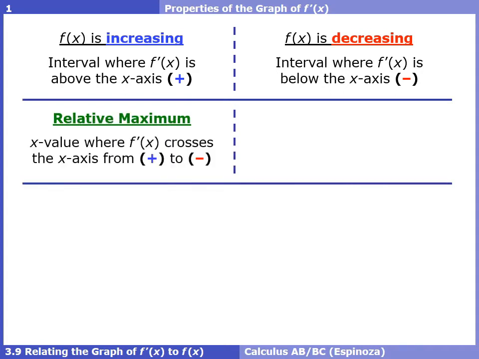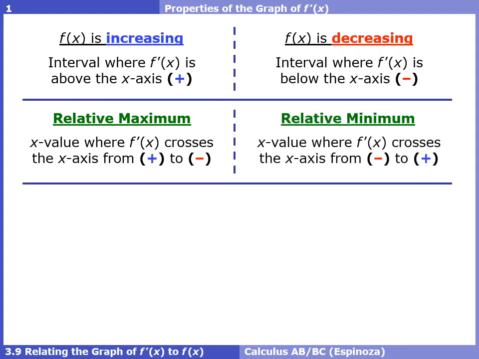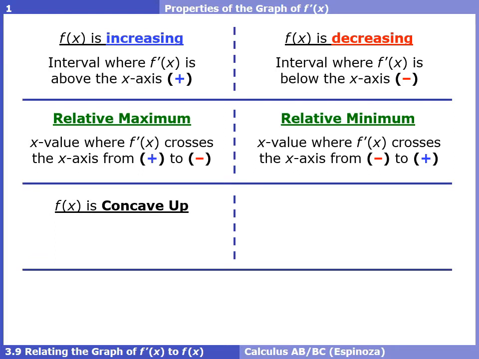Relative maximum. We know relative maximums occur where the derivative changes from positive to negative, if you think back to 3.3 and those sign charts. But now, since we're looking at a graph of a derivative, we want to see where the graph crosses the x-axis from the positive side to the negative side. Again, conversely, for a relative minimum, we're looking for where the graph of a derivative crosses the x-axis from negative to positive.